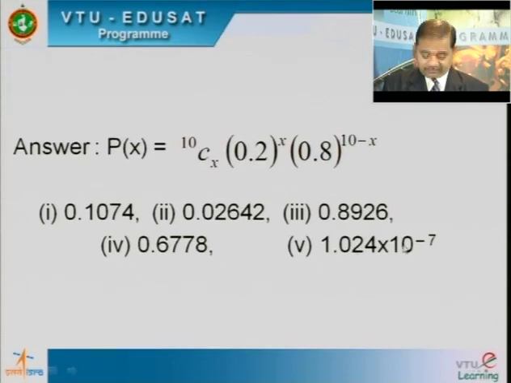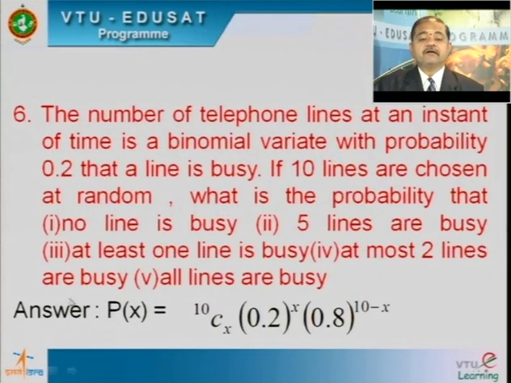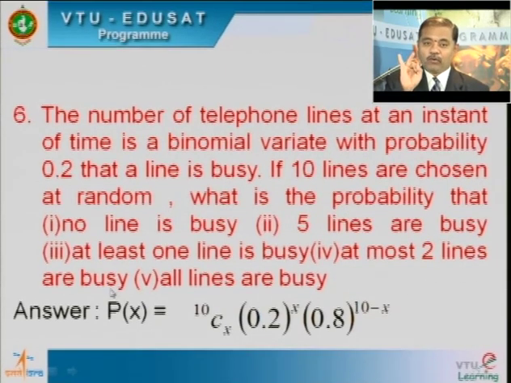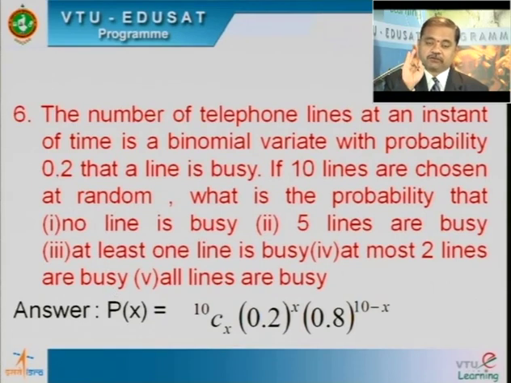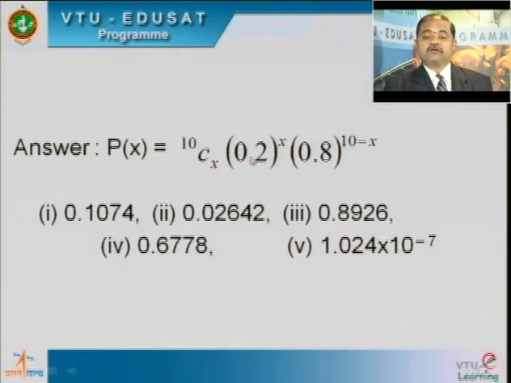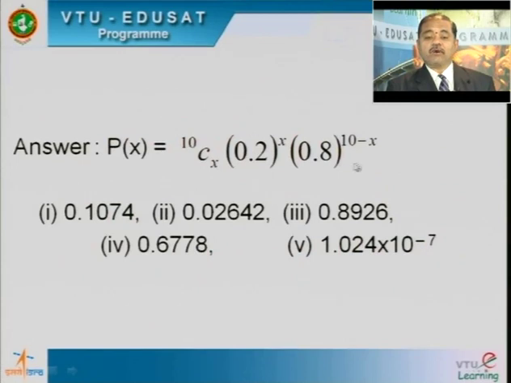Similarly, the fourth and fifth. The fourth question is at most 2 lines are busy, maximum 2. So 0, 1, 2: x is equal to 0, x is equal to 1, x is equal to 2. If you substitute in this, x is equal to 0 plus x is equal to 1 plus x is equal to 2, you will get this answer. The last one, 10 lines are busy. Of course, 10C10 is 1, and 0.8 power 0 is 1. You will get 0.2 power 10, which gives you 1.0247 into 10 power minus 7. That's how we should work.